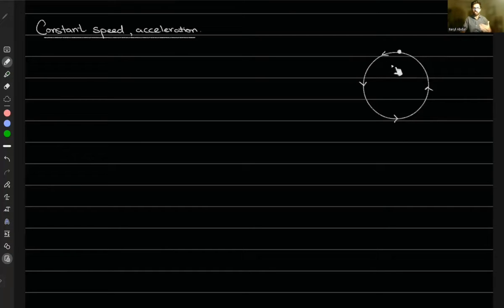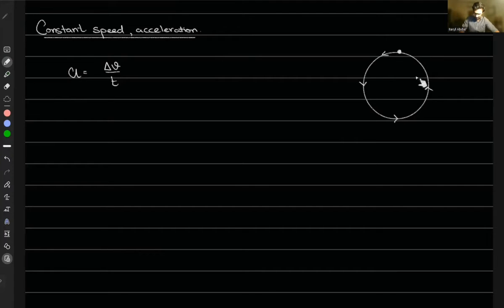However, the direction is changing, which means that if you think about the definition of acceleration, it is defined as the change in velocity per unit time, right? But the speed is not changing with time, although the velocity is. So again, velocity is a vector quantity, and so a change would happen, and there is an acceleration, right?